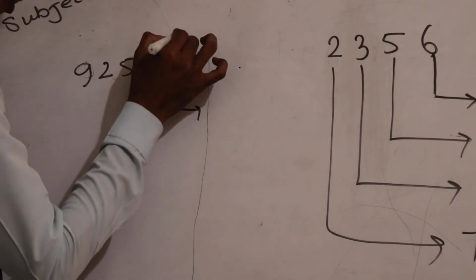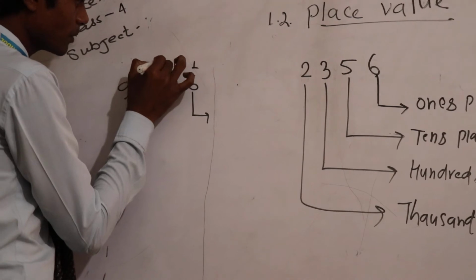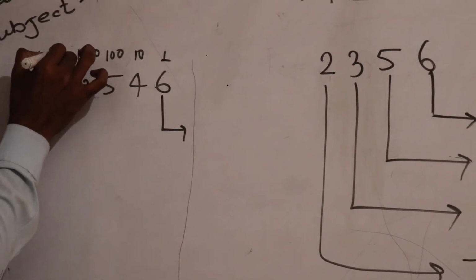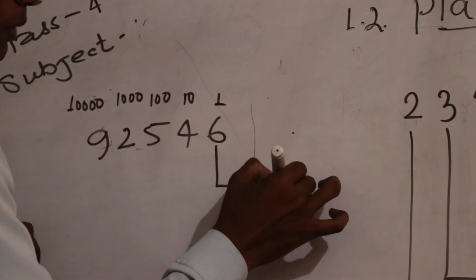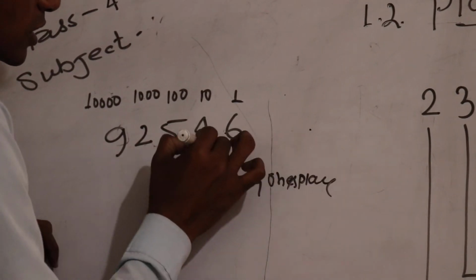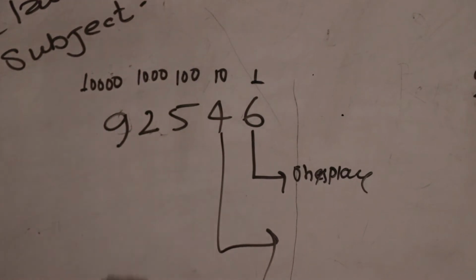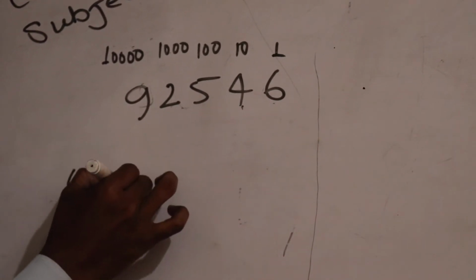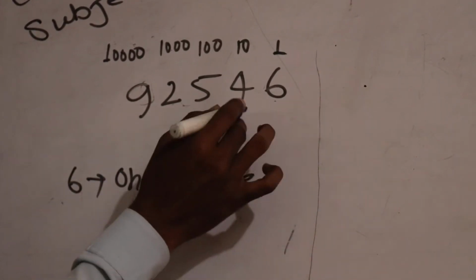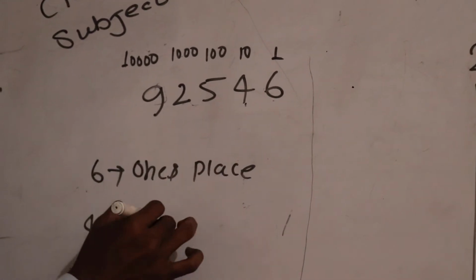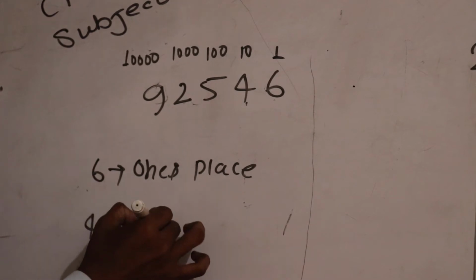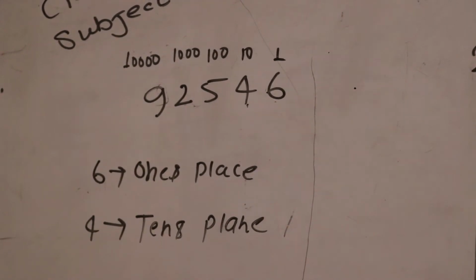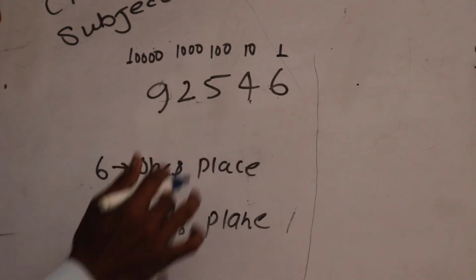It's the 1 place, 10 place, 100 place, 1000 place. This is the 10,000 place. So 6, which place? Ones place. 4 is tens place. Good. And 5 is which place?